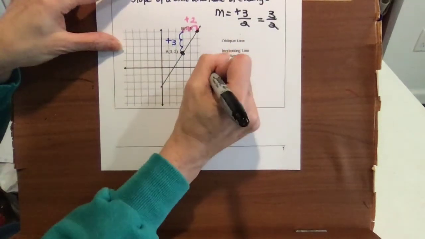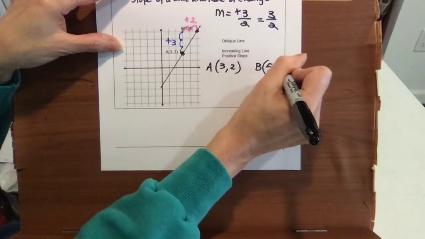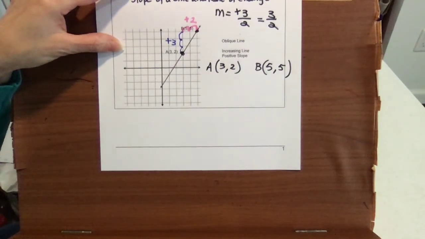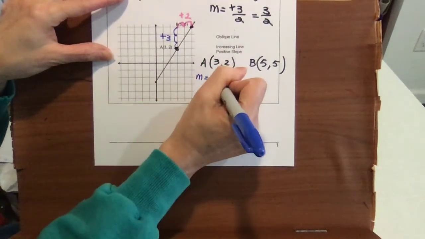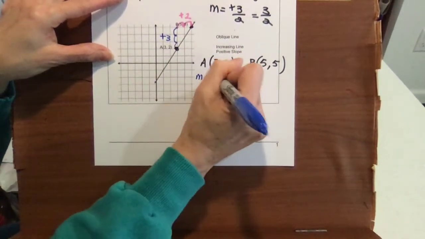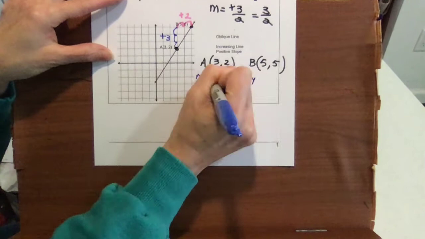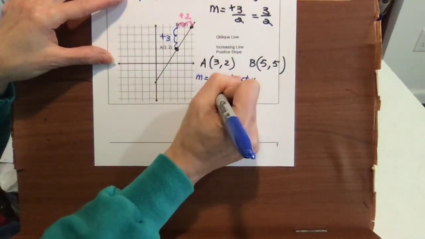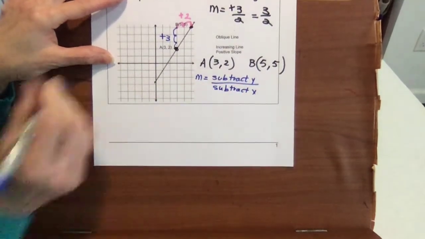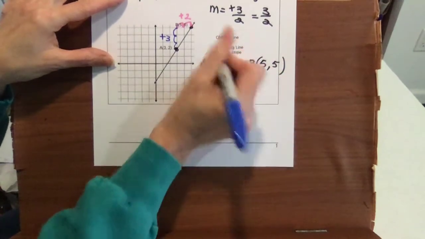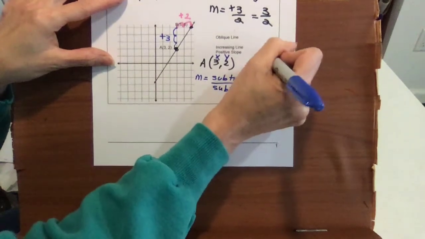Now, our points were A, 3, 2, and our other point was B, 5, 5. The calculating method for slope is taking the y values and subtracting them. Instead of getting into a whole formula, just the change in y means subtract the y's. And the change in x, which is the denominator, is you're subtracting x. That's rise over run, just in a different wording. So remember, this is our x, that's our y.